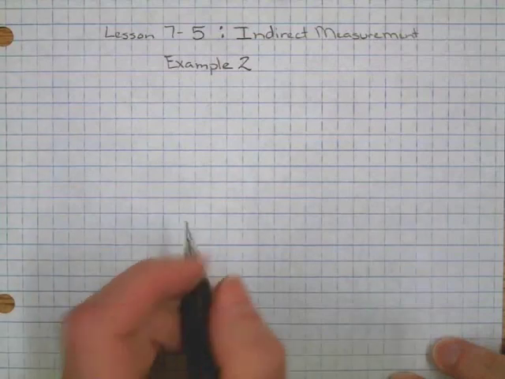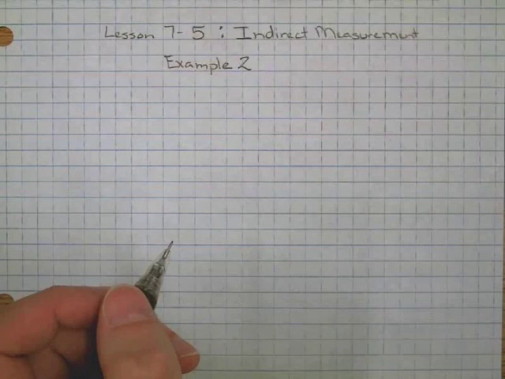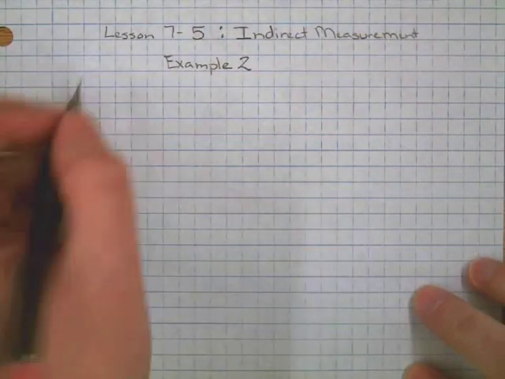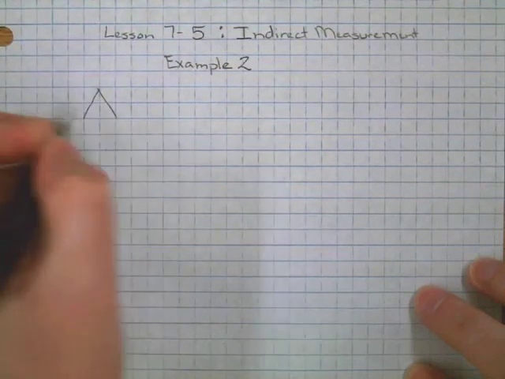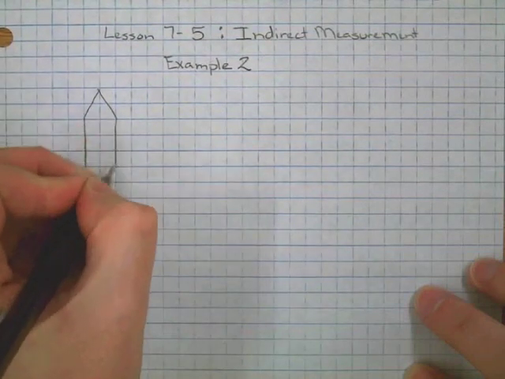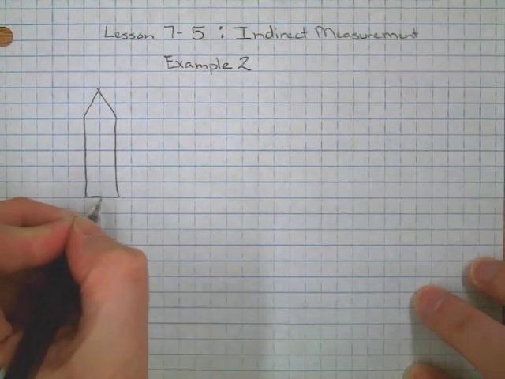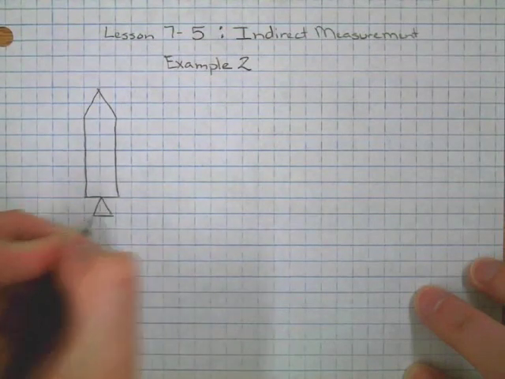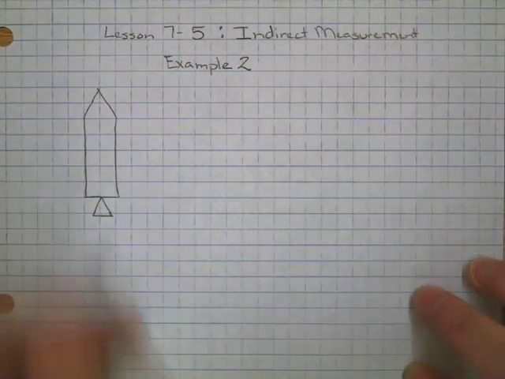Lesson 7-5, Indirect Measurement, Example 2. One of the places it's wonderful to go visit, and I love going there, is the Smithsonian Air and Space Museum in Washington, D.C. And at the Smithsonian there, they have rockets, actual rockets, that NASA has used. They have rockets from all over the world. Now, if you go there, these rockets are huge. And you kind of wonder sometimes exactly how tall are these rockets.